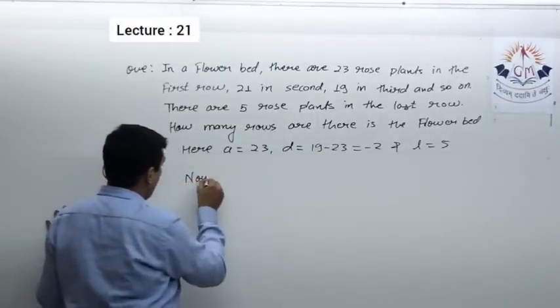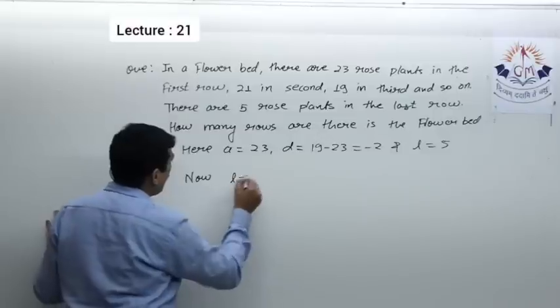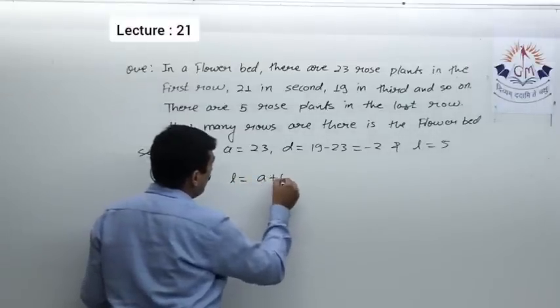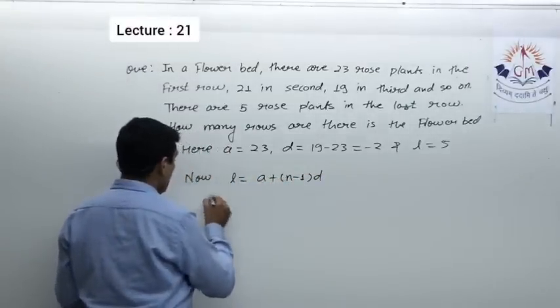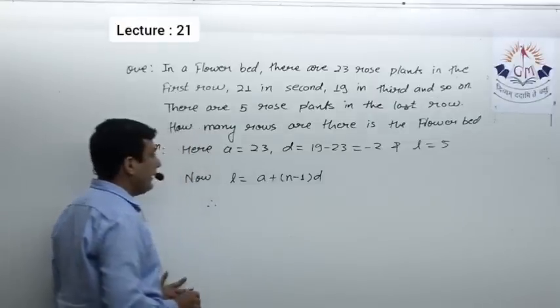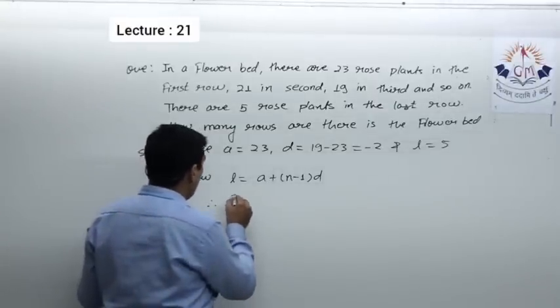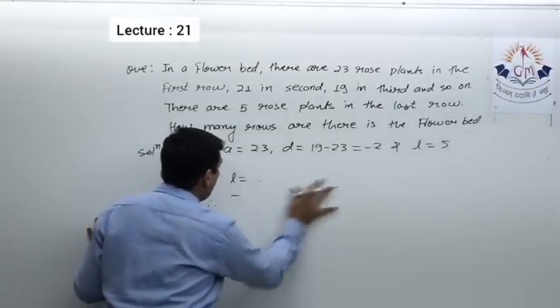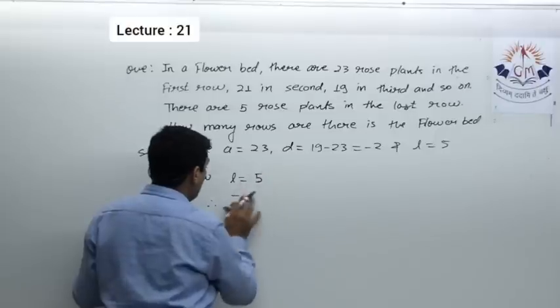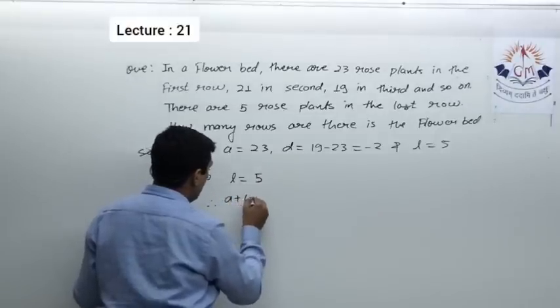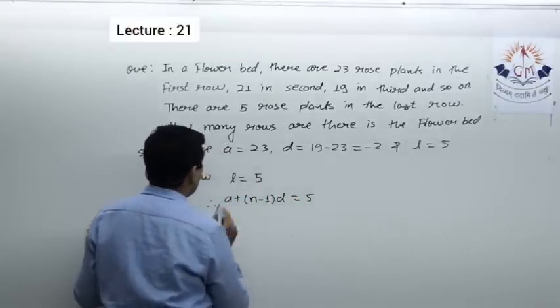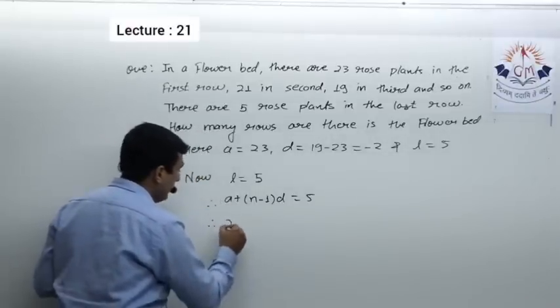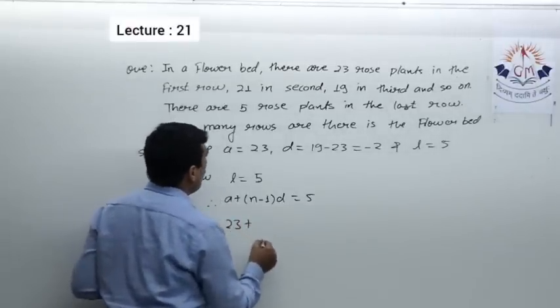Now l is equal to a plus n minus 1 into d. Now l is equal to 5. So a plus n minus 1 into d is equal to 5. Now a is 23 plus.